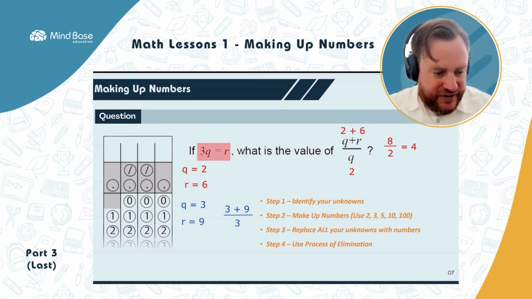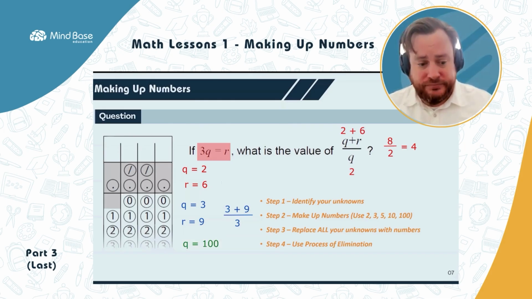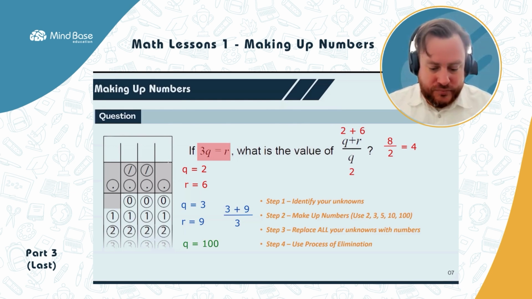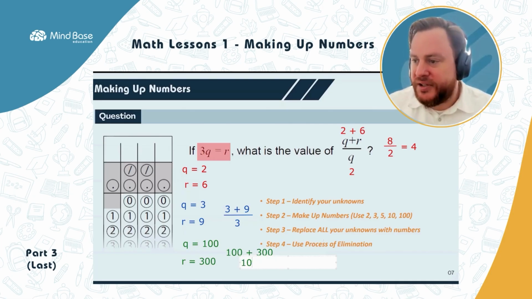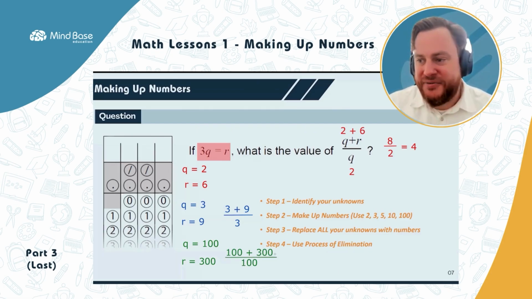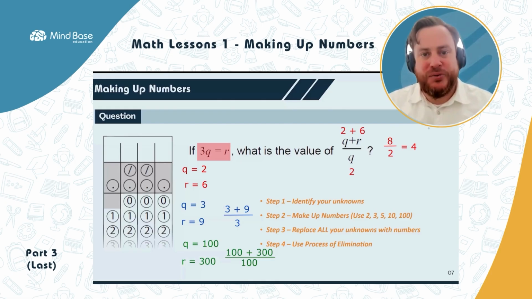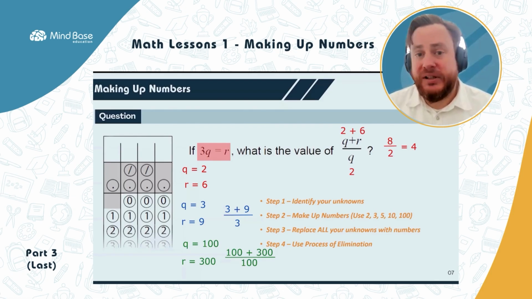Are we going to get 4 every time? Unbelievable. What if I made q 100, right? What would be the value of r? R would be 300. And what's the value of q plus r over q? 100 plus 300 is 400. Divided by 100 is 4. We're always going to get 4. So this is a great example of a question asking you about the relationship between values or variables.